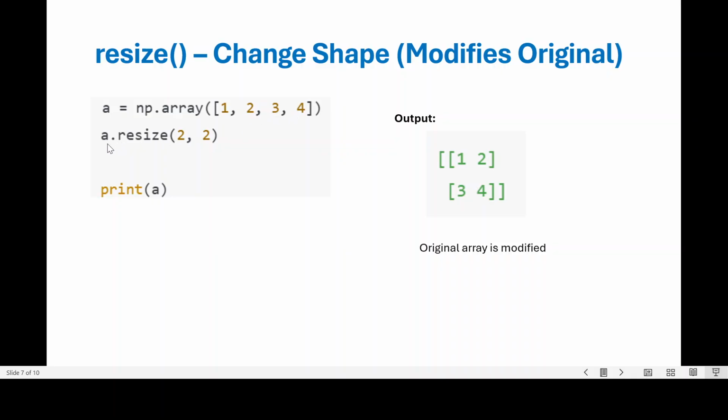Then a.resize(2, 2). By using the resize function, I am making this single-dimensional array 2-dimensional. These 4 single-dimensional elements can be modified as 2 rows and 2 columns. So I am printing this here. The original array is modified here. The thing we have to note here is that the resize function modifies the original array permanently. No separate array is created here.